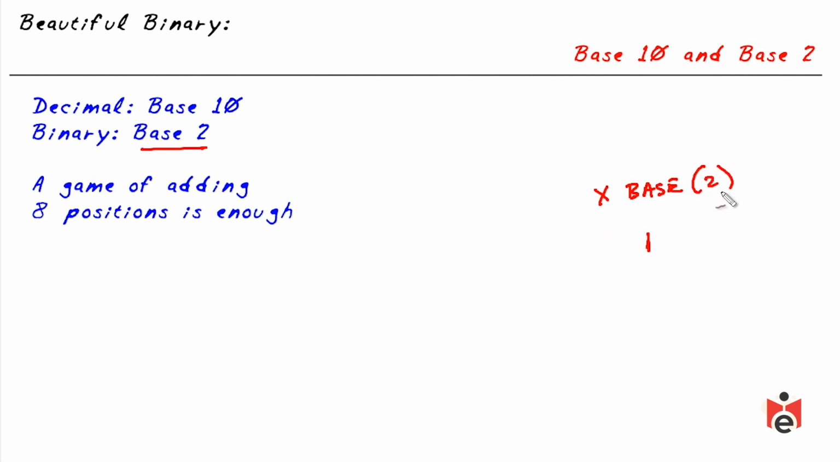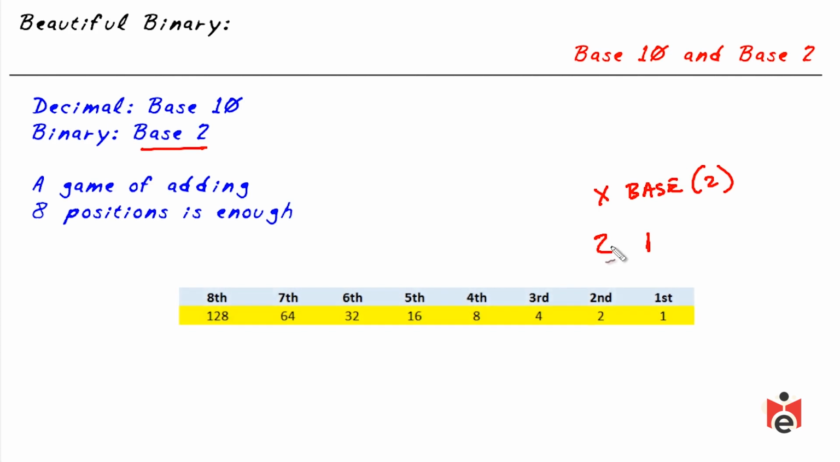And I'll put that right here, and that'd be 2. And this next placeholder is going to be this number times 2, so that would be 4. And then as we go left, it would be this number times 2, which would be 8. And then times 2, 16. And times 2, 32. And times 2 again, which would be 64. And times 2 again, which would be 128.